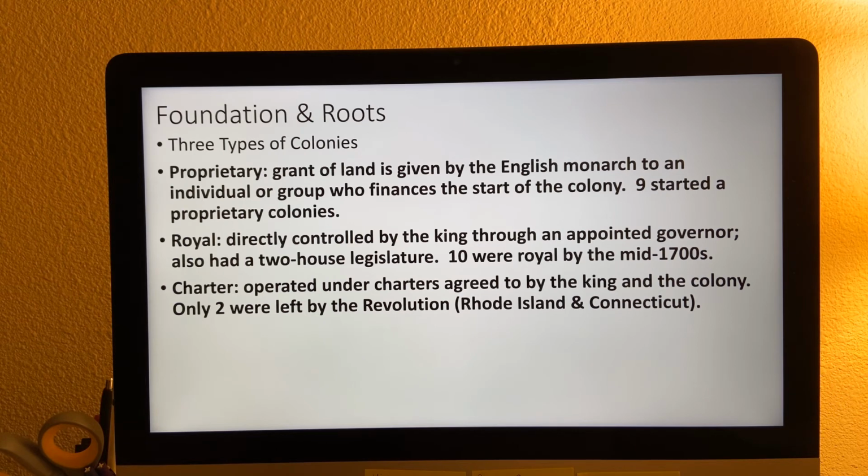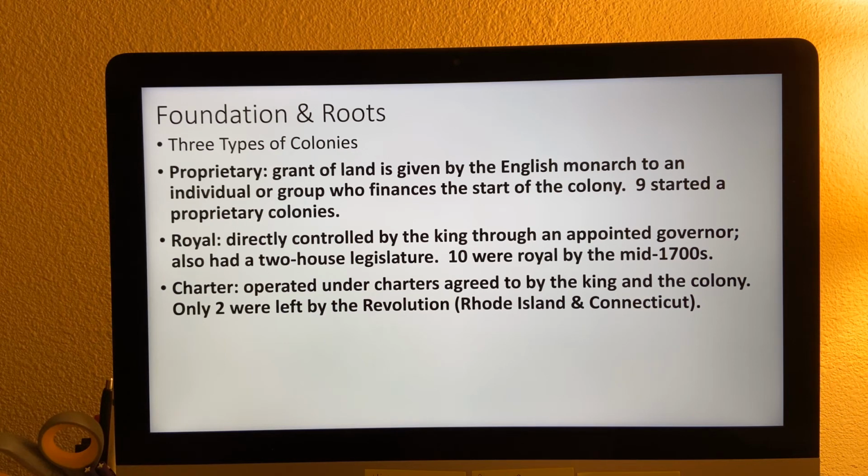Now, 9 of the original colonies were proprietary colonies. Virginia would be an example of a proprietary colony because the Jamestown group got together and they created a colony where they can go and they can make money.